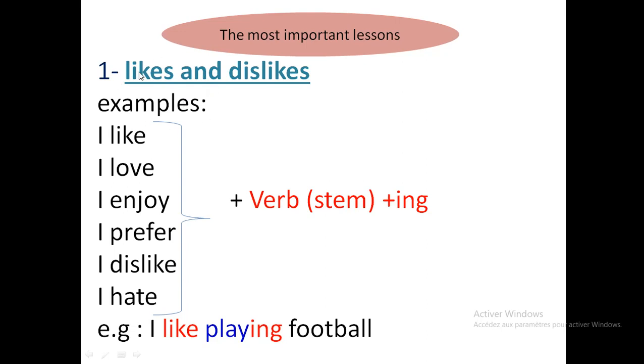So, to express our likes and dislikes, we use the following verbs. I like, I love, I enjoy, I prefer to express our likes. I dislike, I hate to express our dislikes. The most important thing you have to know in this lesson is that the verb which comes after them, we put it in a gerund form, or we add ing to it.